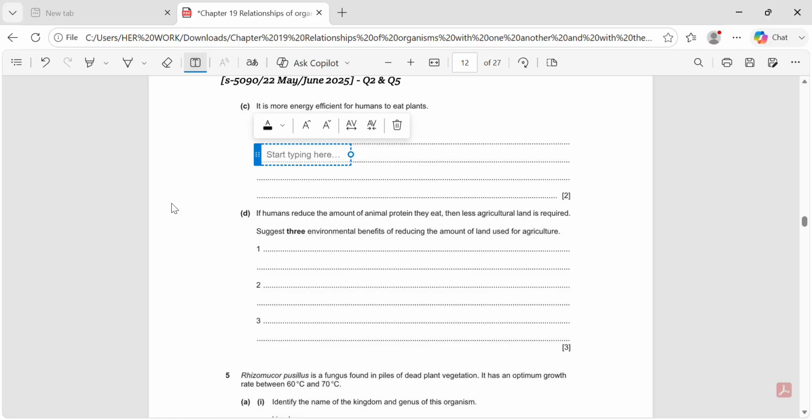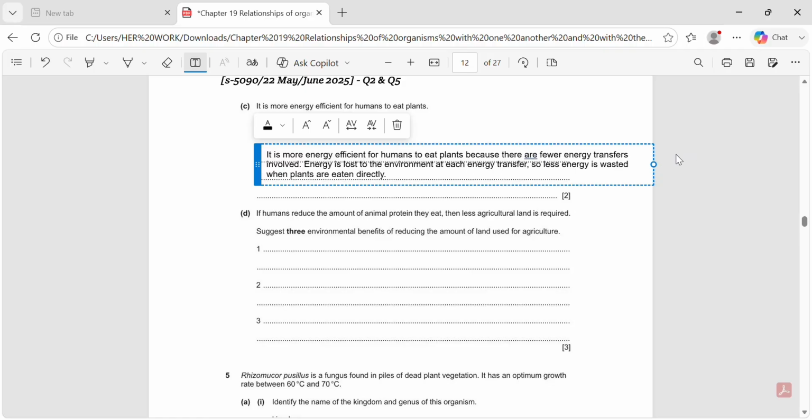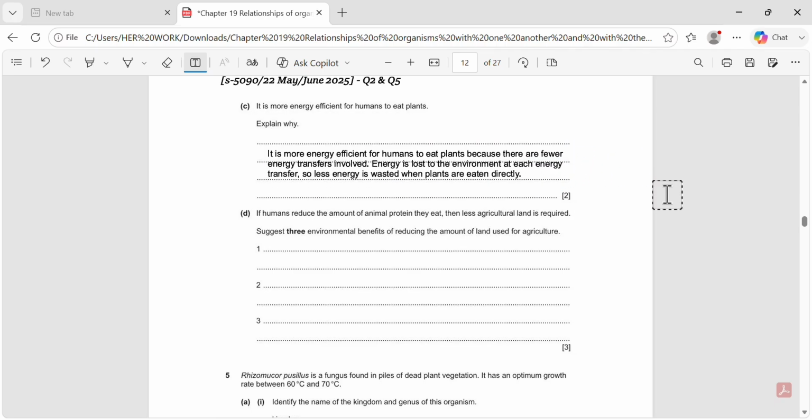So the answer we write is, it is more energy efficient for humans to eat plants because there are fewer energy transfers involved. Energy is lost to the environment at each energy transfer, so less energy is wasted when plants are eaten directly.